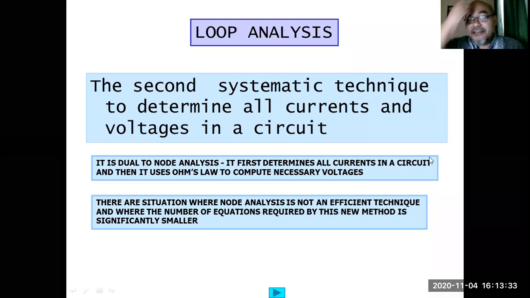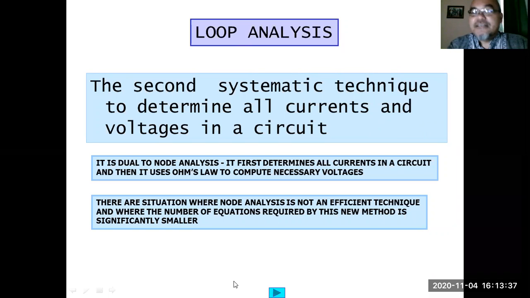Loop analysis is a different technique for solving or calculating the parameters inside a circuit, either current or voltages. But now we use Kirchhoff voltage law, KVL, instead of Kirchhoff current law.